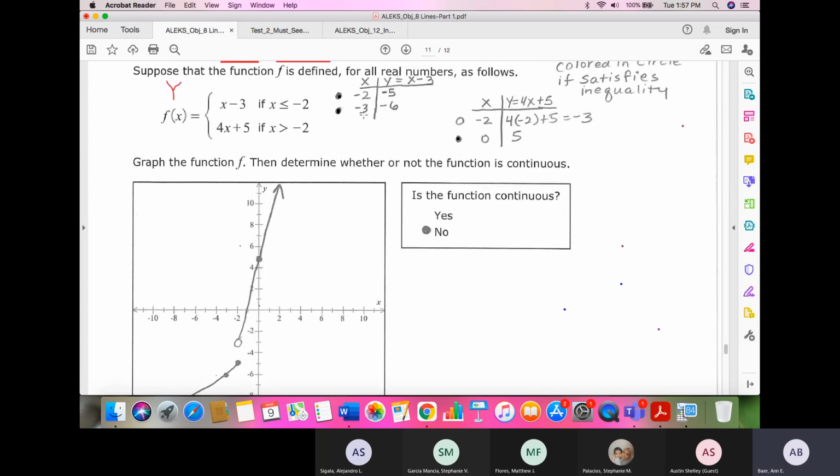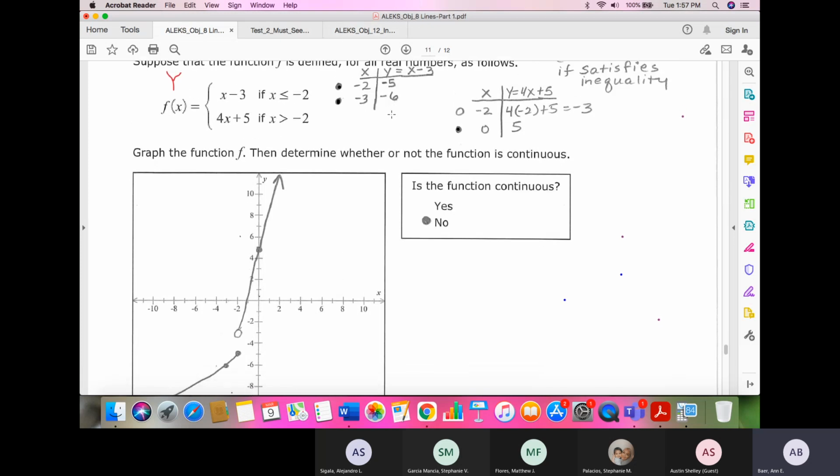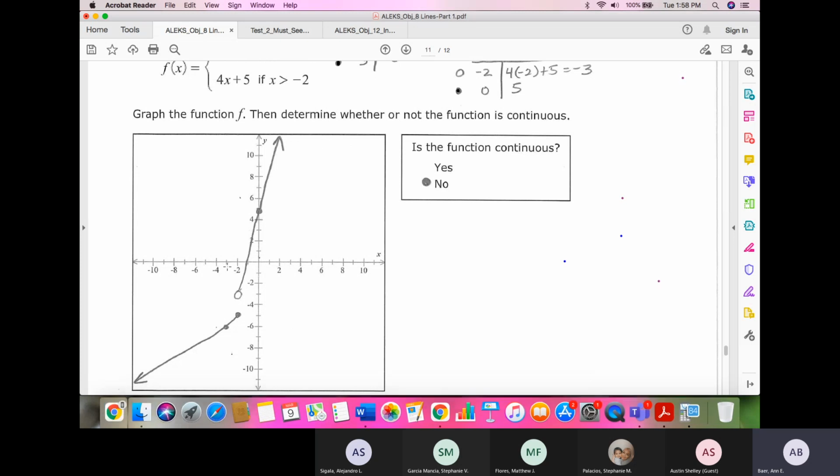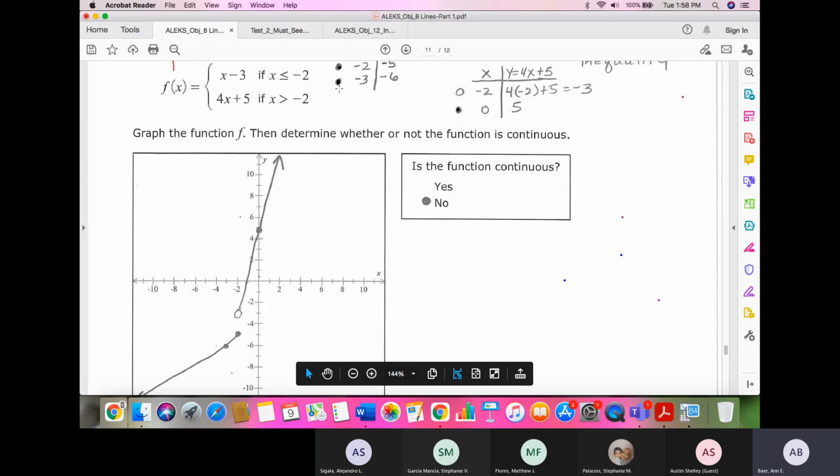Next, negative 3, negative 6. Start at 0, go to negative 3, then down to negative 6 would be right here. And that's a colored in dot as well, this one right here.